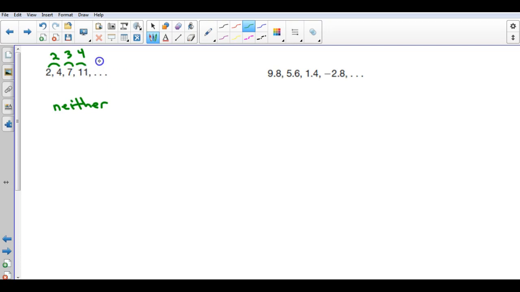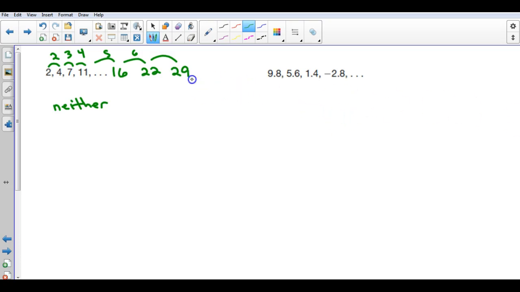So 11 plus the 5 then would be 16. And then I would have to add 6 more, and that would give me 22. And then I would add 7 more, and that would give me 29. So that's what a neither would look like. There's no constant amount that we're adding by, and there's no constant amount that we're multiplying by. So that one is neither.